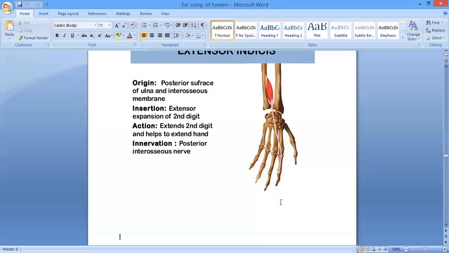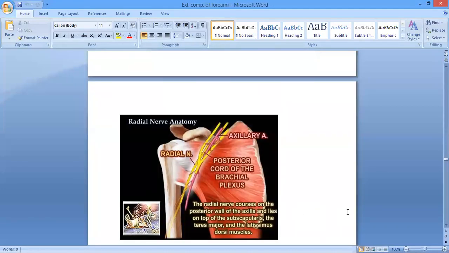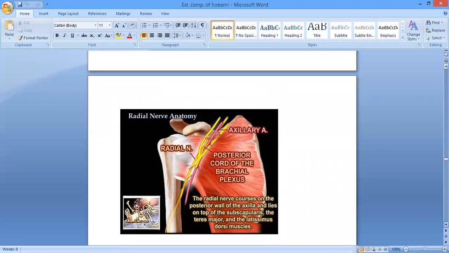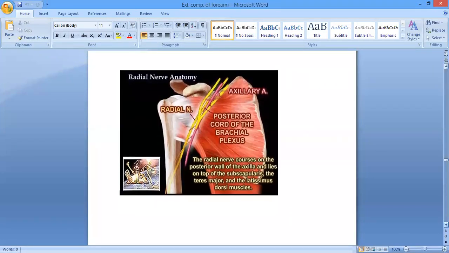Now we'll talk about the nerve of the compartment. The nerve of the compartment, I told you, is a branch of the radial nerve. It is the deep branch of the radial nerve, and it's also called the posterior interosseous nerve. Okay? Can someone tell me, the radial nerve is a branch of the what?